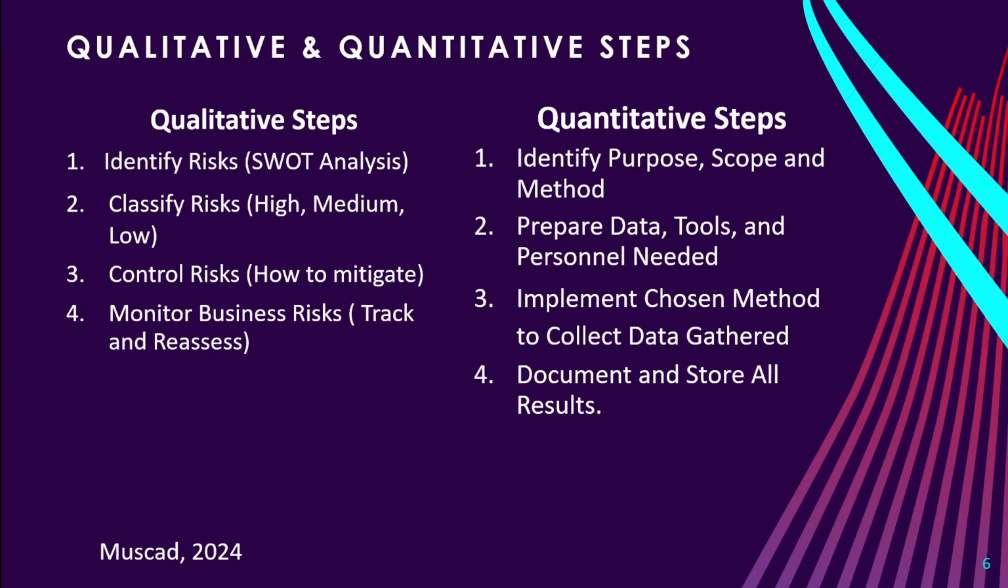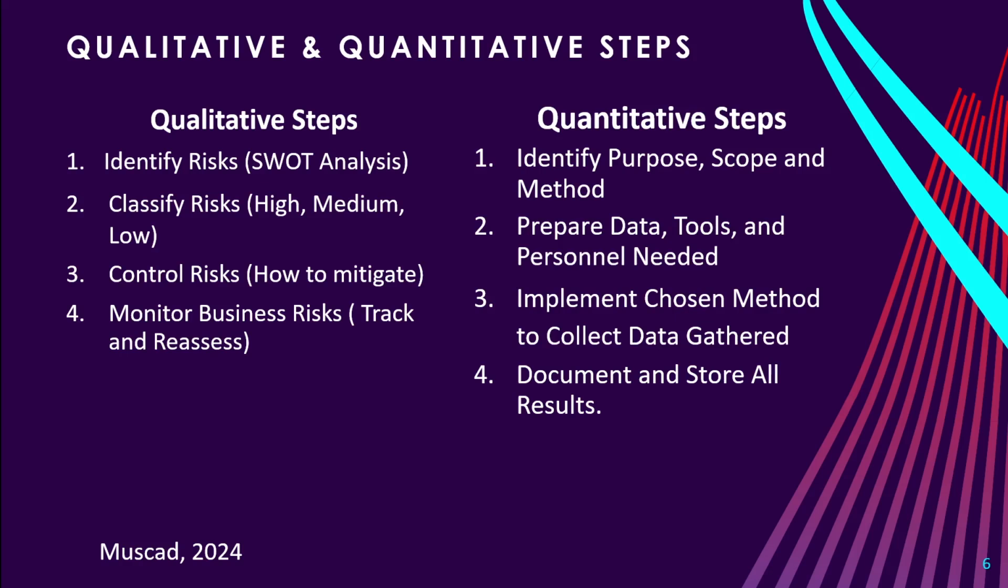The third step is to implement the chosen method. Execute the selected quantitative method, such as Monte Carlo simulation or sensitivity analysis, on the collected data to ascertain the numerical probability and impact. You will also want to validate the results through cross-validation or peer review.